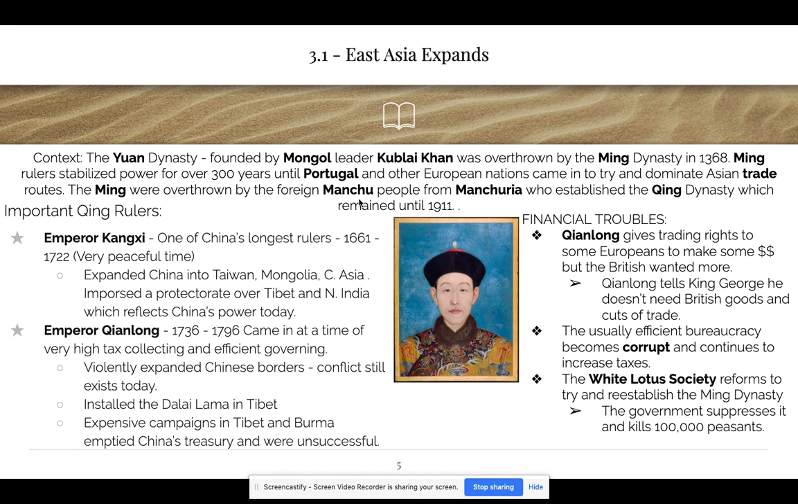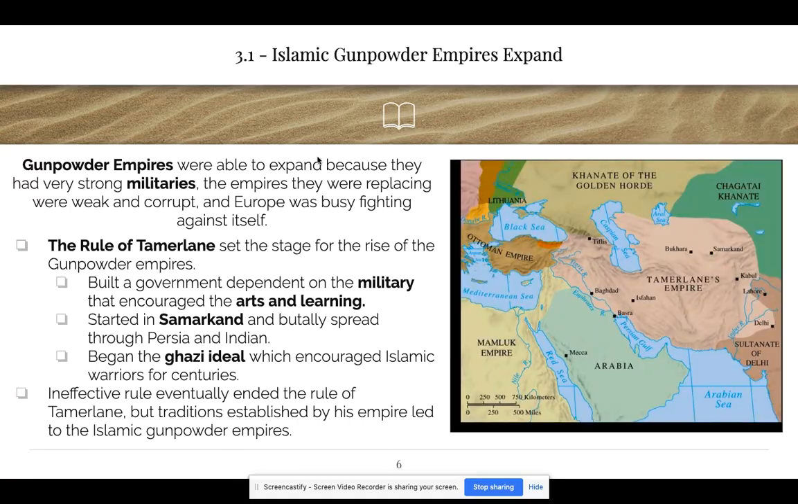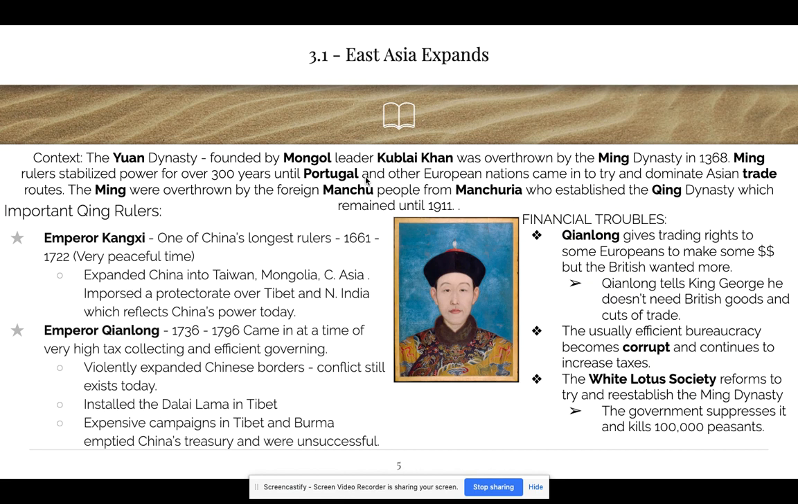They were foreigners, people from Manchuria. That is something to write down. The Manchu Empire was similar to the Mongol Empire in that they were both foreign rulers, foreign ethnic groups coming into China to establish rule.